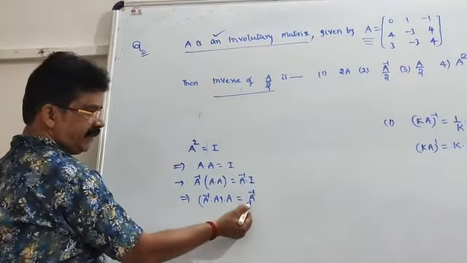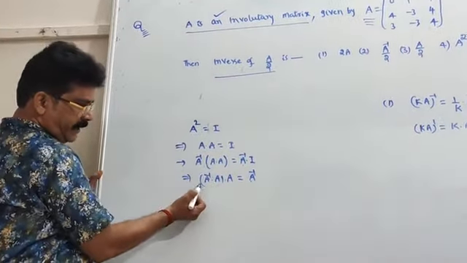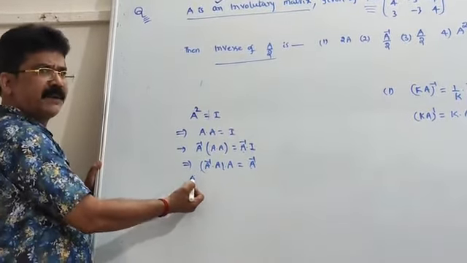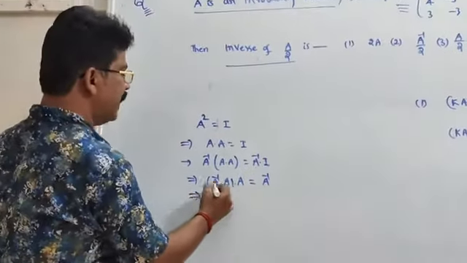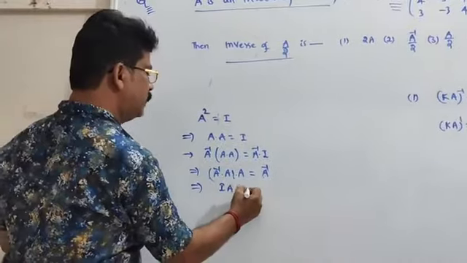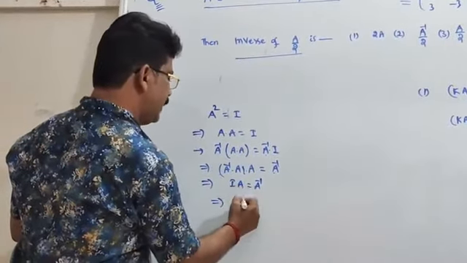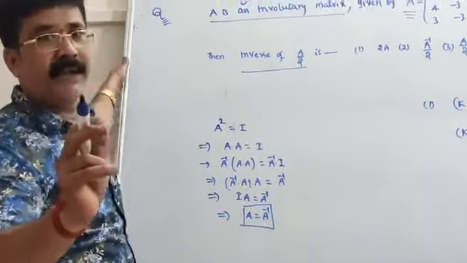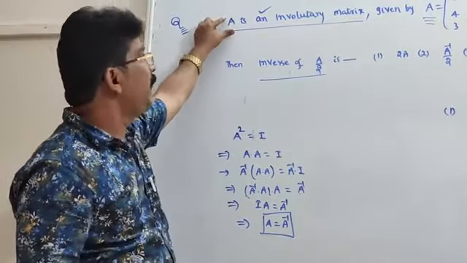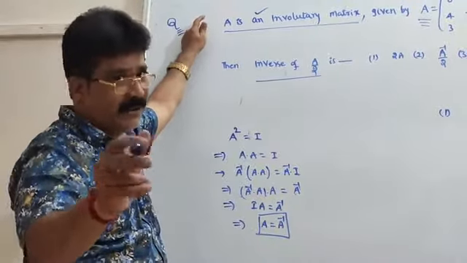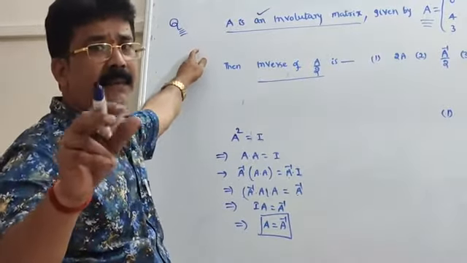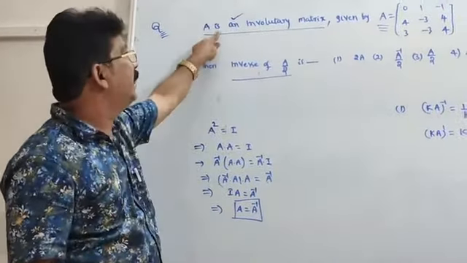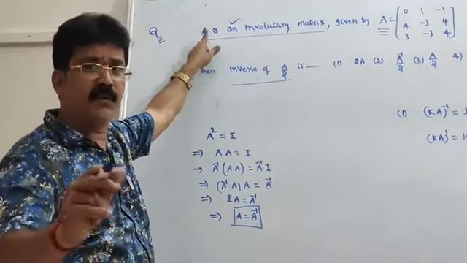I into any matrix is the same. Next, the bracket can be changed, just like that, due to the associative property with respect to multiplication in matrices. A inverse into A means I. So I into A equal to A inverse, that is A equal to A inverse. Therefore, already I said one definition for involutory matrix, so we can change the definition like that. Let capital A be a square matrix, and if A equal to A inverse, then A is called an involutory matrix. Please make a note in your notes.